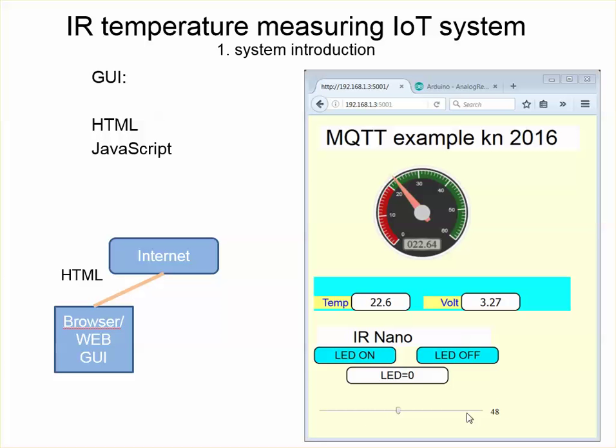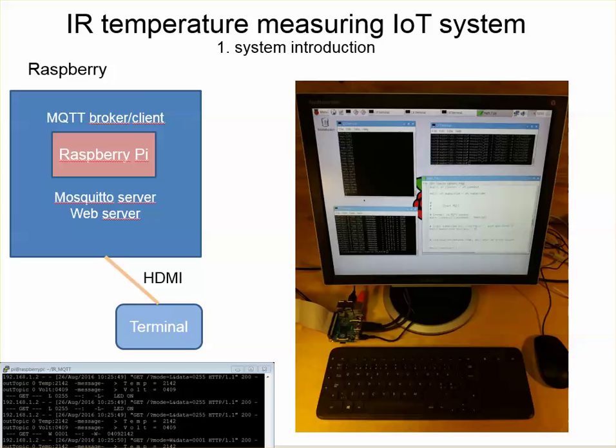There's a slider bar that we could use to control the brightness of the LED. And this user interface is based on HTML, and the functionality is done with JavaScript. And the MQTT and the web server are utilized in the Raspberry Pi.